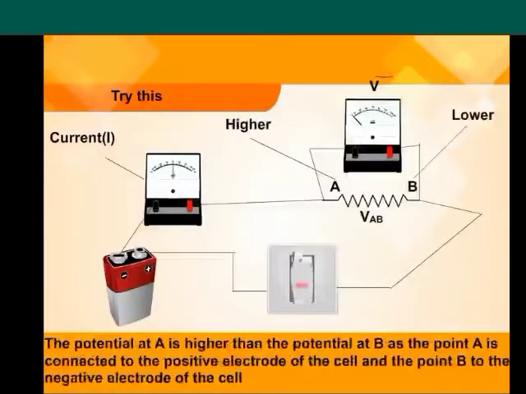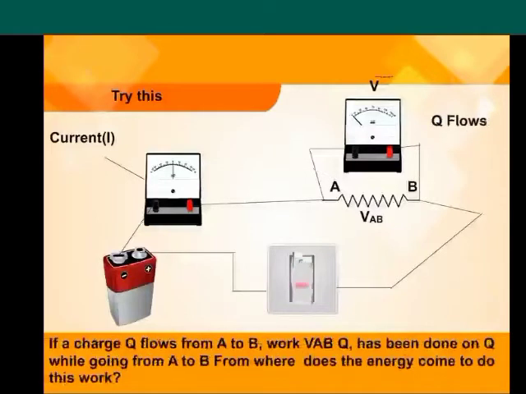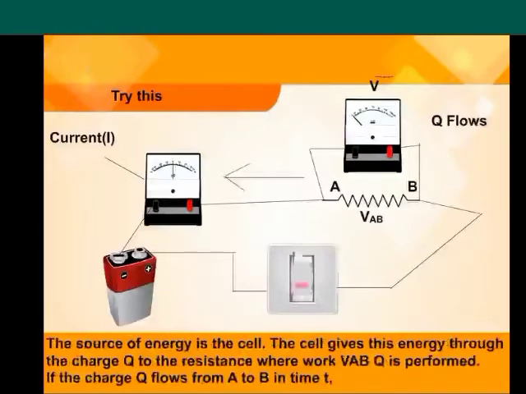The potential at A is higher than the potential at B, as the point A is connected to the positive electrode of the cell and the point B to the negative electrode of the cell. If a charge Q flows from A to B, work VABQ has been done on Q. While going from A to B, from where does the energy come to do this work? The source of energy is the cell. The cell gives this energy through the charge Q to the resistance where work VABQ is performed.